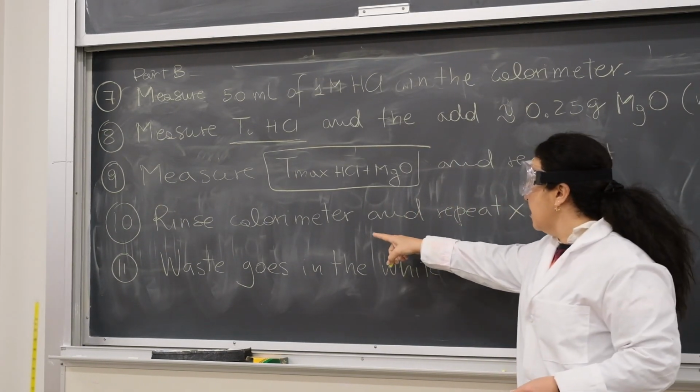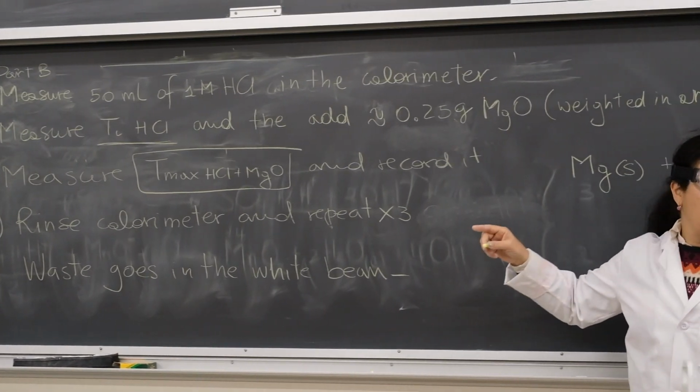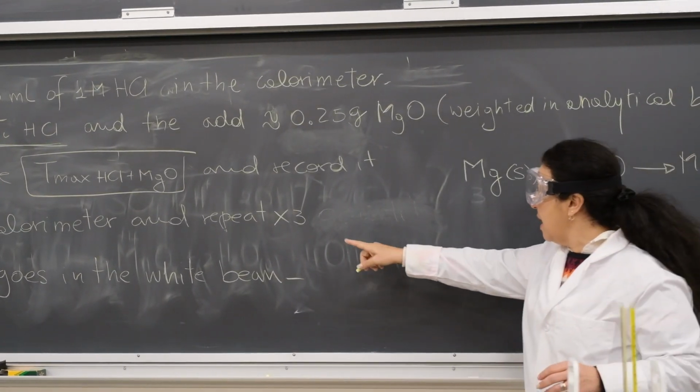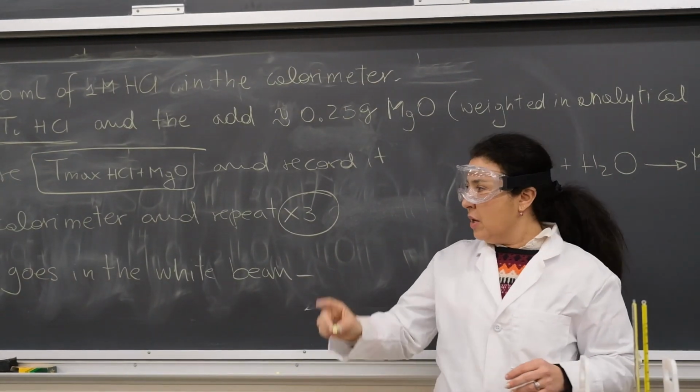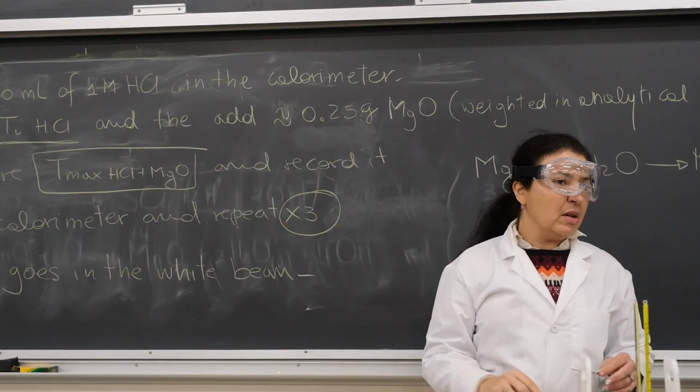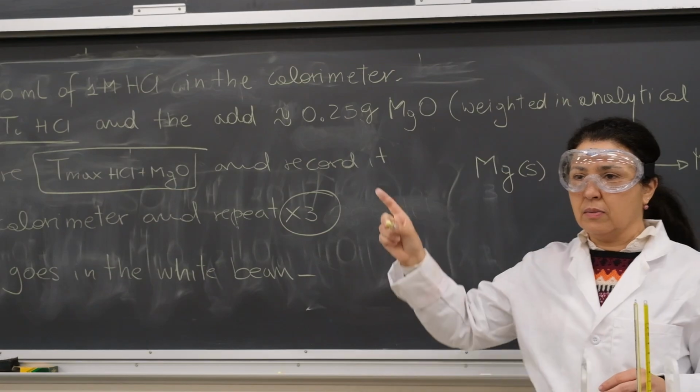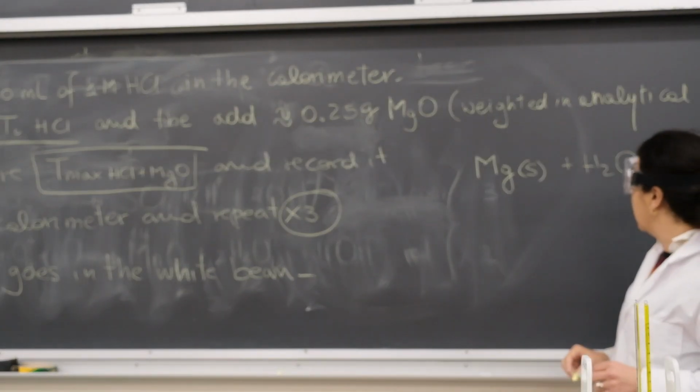You rinse the calorimeter for both processes. You always rinse and repeat again, also in this case for 3 times. You always discard in the inorganic solution bins, the white bin.